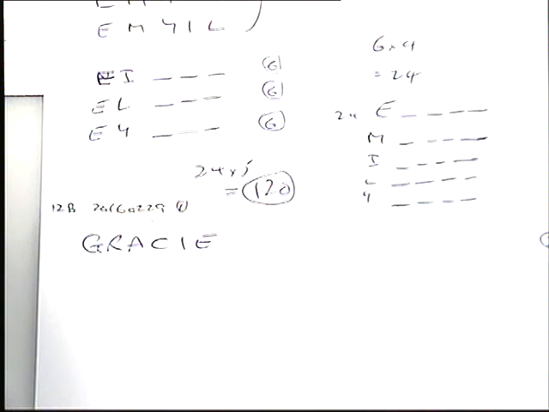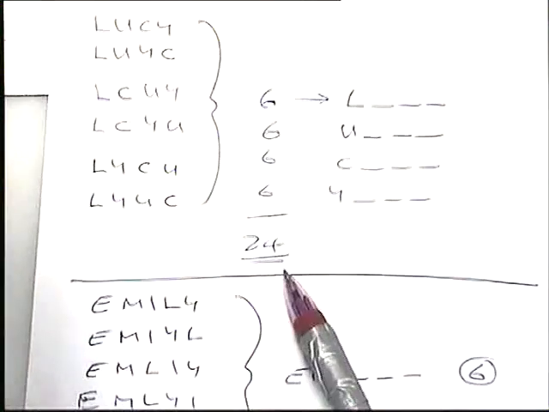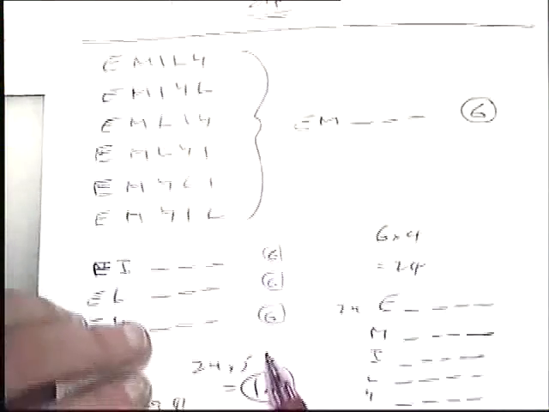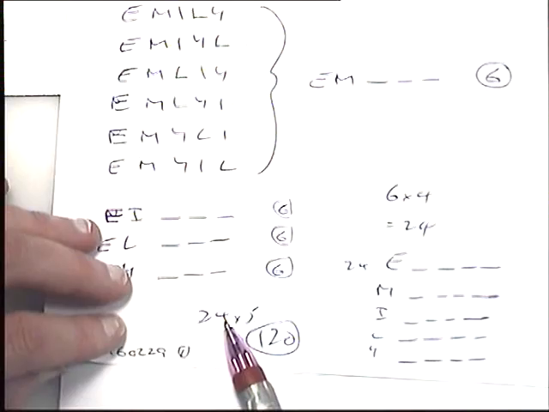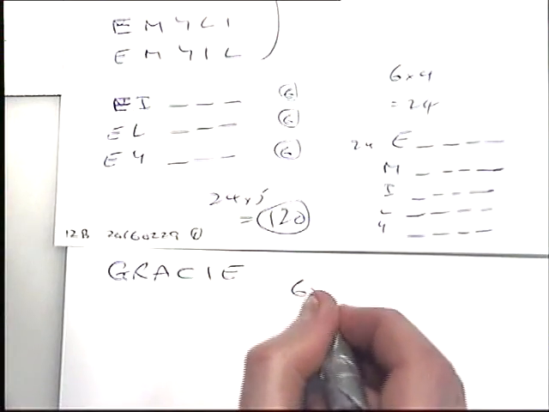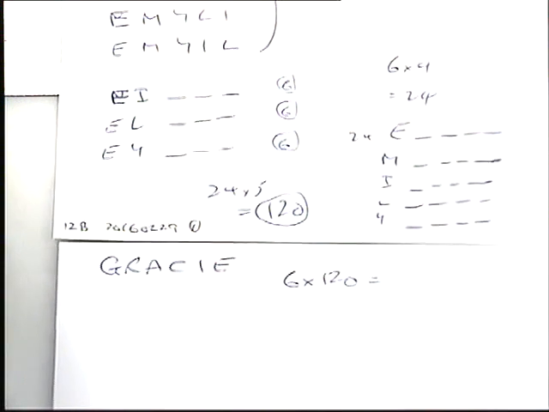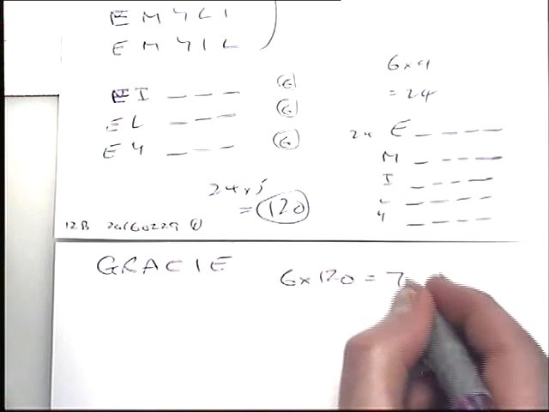6 times 120. Because it's interesting, look, the first one we had gave us 24, and this one was 5 lots of 24. So scaling it up, it will be 6 lots of 120. Okay, does anyone know what 6 times 120 is? 720. That is correct.